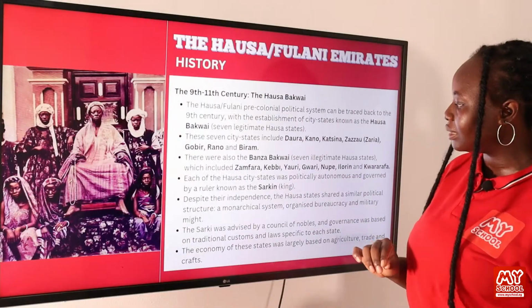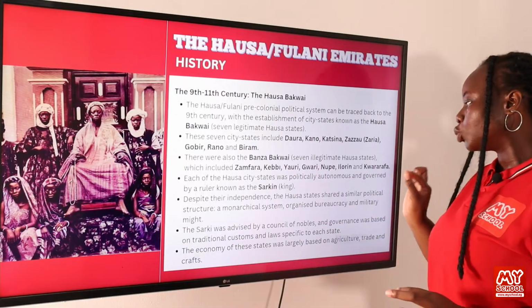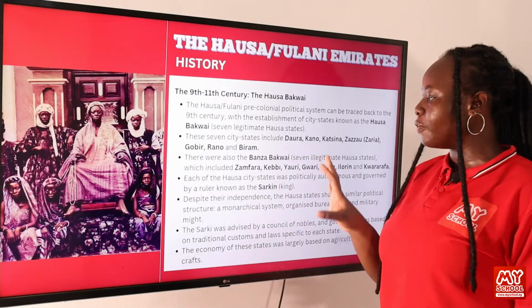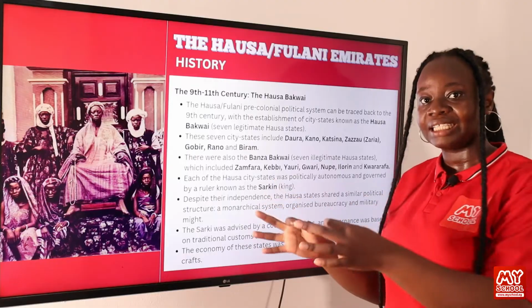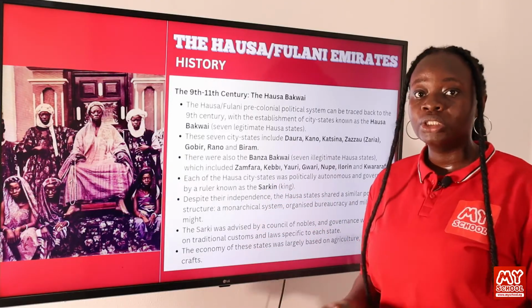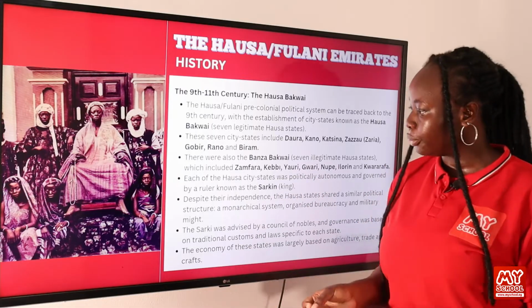Each of the Hausa city-states was politically autonomous and governed by a ruler known as the Sarki. So each of the 14 states that we've discussed so far had a ruler known as the Sarki, or king. He was the one who ruled the states during that period.